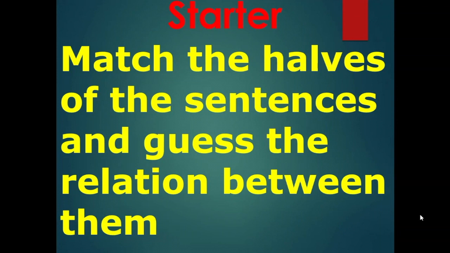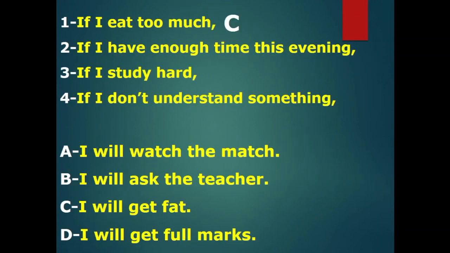Before going through our lesson, I want you just to match halves of the sentences and guess the relations between them. Okay, look at these halves of sentences. Number one, if I eat too much. Number two, if I have enough time this evening. Number three, if I study hard. Number four, if I don't understand something.